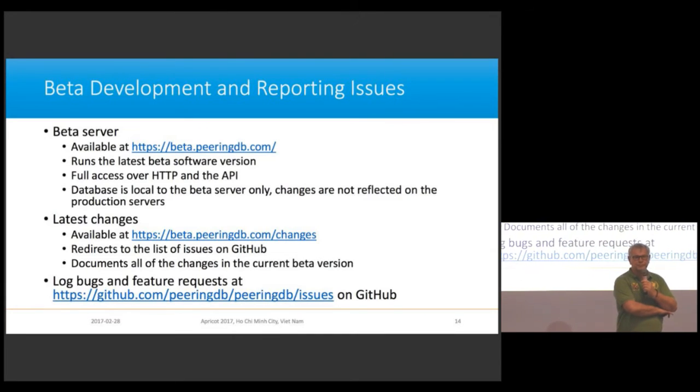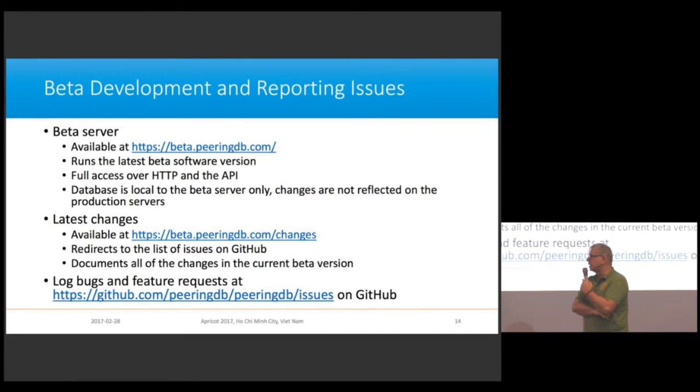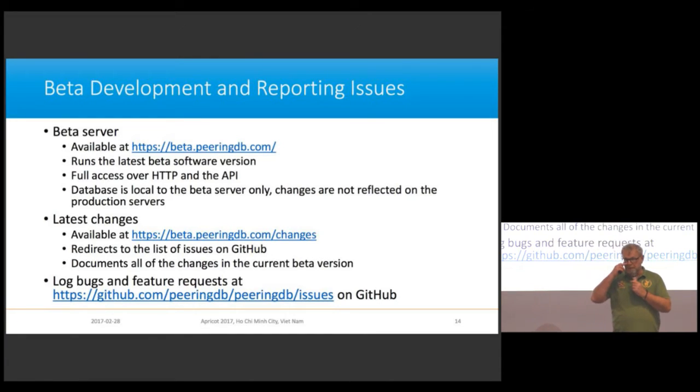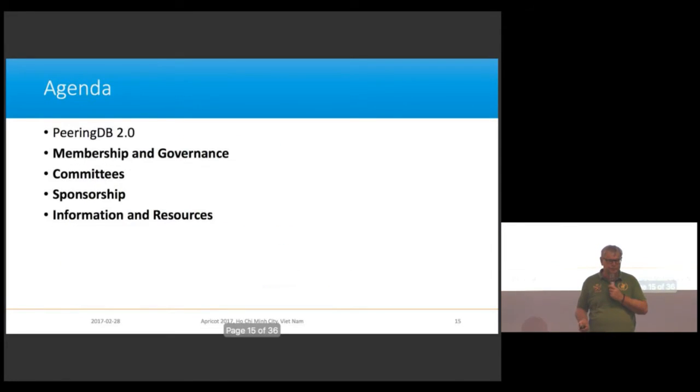Besides the production server, we also have a beta server, which is reachable at beta.peeringdb.com. This runs the latest beta software version. It provides the same interface as the production database. And as said, what we currently do is push out a new version almost every month. So this was basically the fundamentals, the technical side behind PeeringDB.